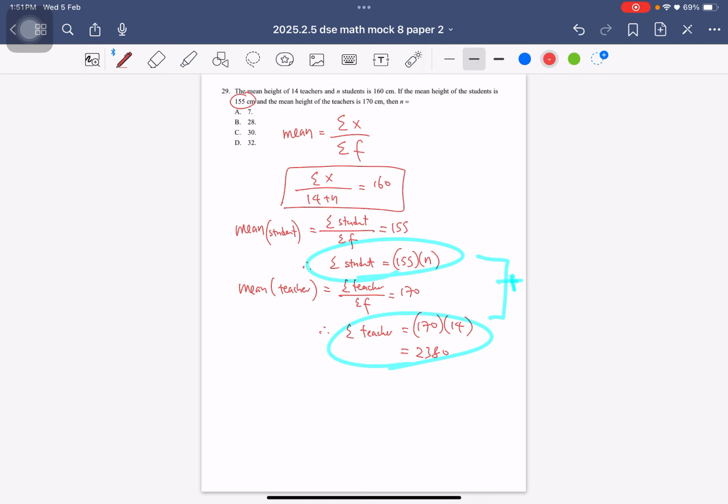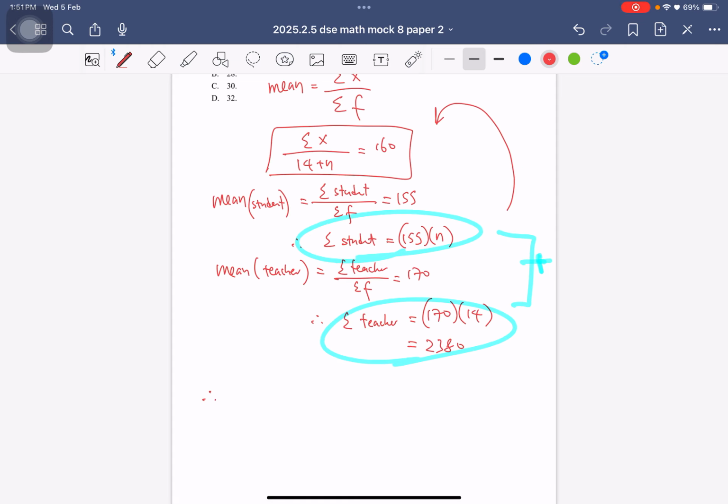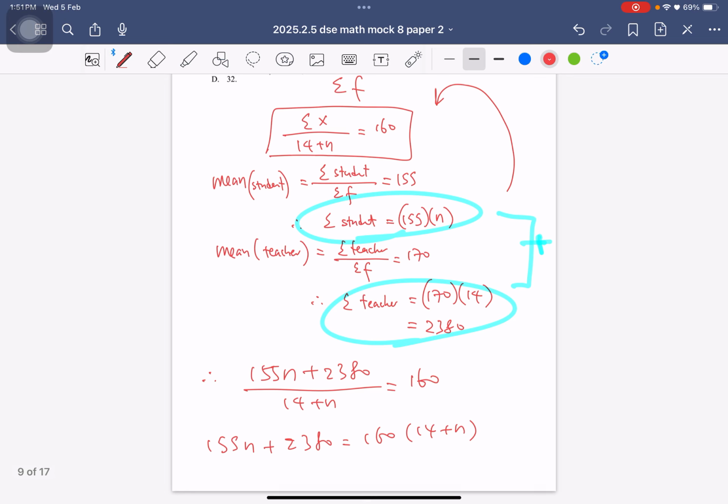So I can put all of this back into this equation. So we have 155n plus 2380, divided by 14 plus n, should be equal to 160. Then we have 155n plus 2380 is equal to 160 times 14 plus n. Then can you solve the equation yourself? Yes, I got 28. So n is equal to 28.